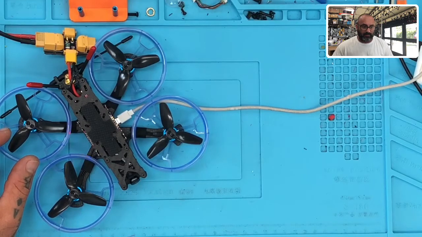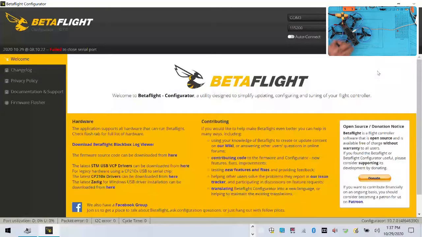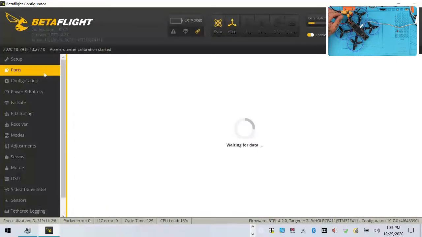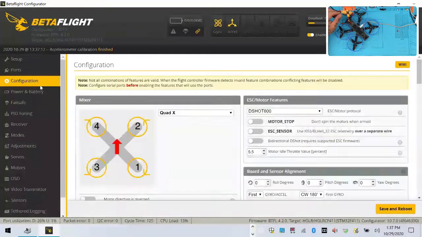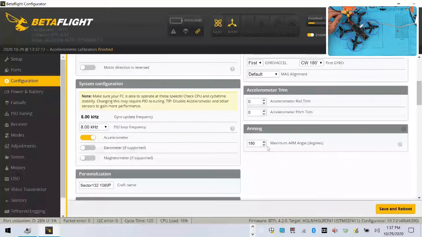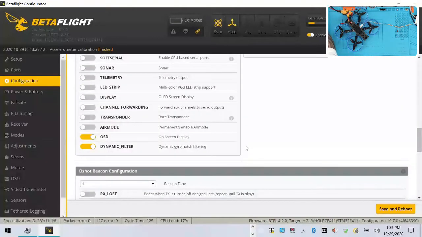Let me open Betaflight. Here we go. Whoops, not that. That's wrong. Here we go. All right, so here it is. Boom. Got Betaflight going. We're in COM 3. Have not turned it on yet. I just want to see what I'm working with. Let's reset here. Let's calibrate. Let's go to our ports. Okay. Let's go to our configuration.